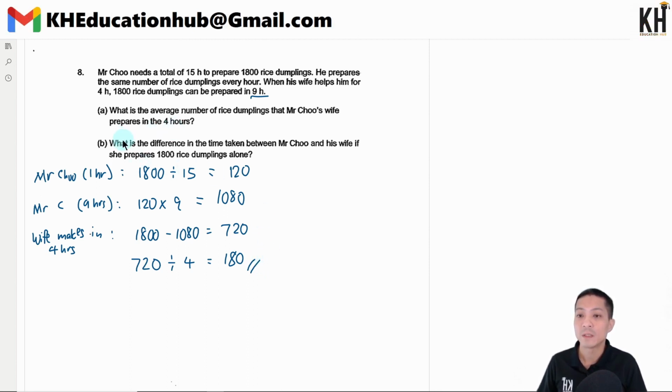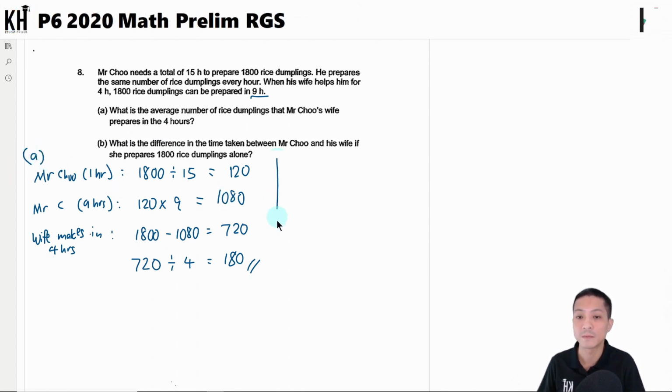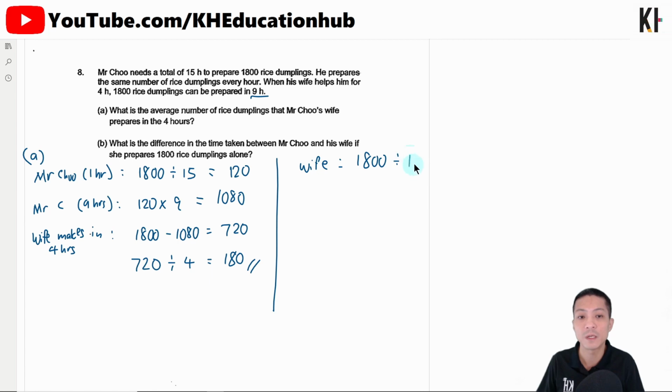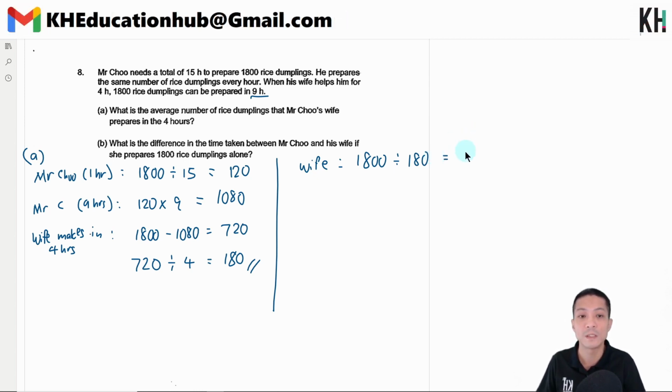So for part B, okay, what's the difference in the time taken between Mr. Chu and his wife if she prepares 1,800 rice dumplings alone? So the wife, okay, will take 1800 divided by 180. It's equal to 10 hours.